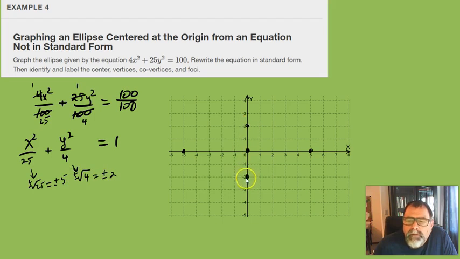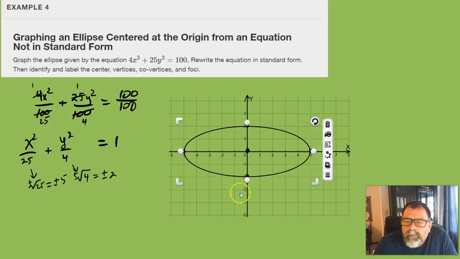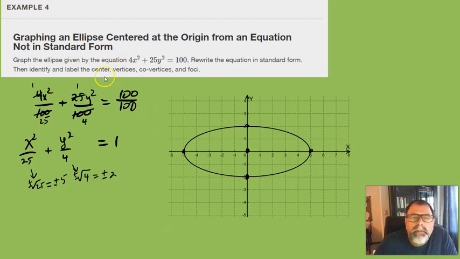down 2. Then we make our oval, so I'm going to use my oval tool here. Just drag it out, make sure I hit all 4 of those spots. Oops, didn't quite do it. Okay, close enough. There we go, that's better. All right, so then that's it. And I'm done graphing. But they did want us to label all this stuff.